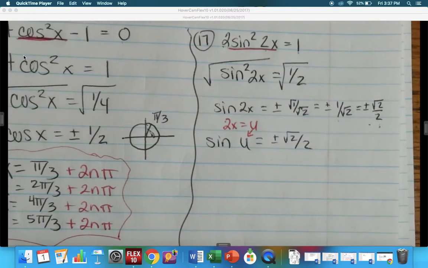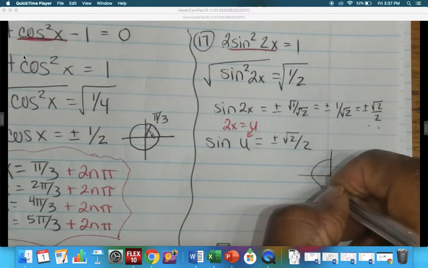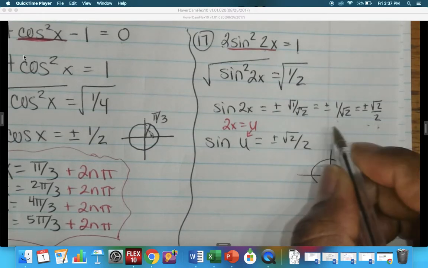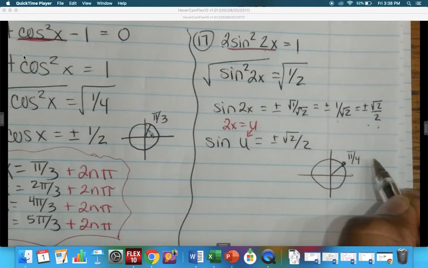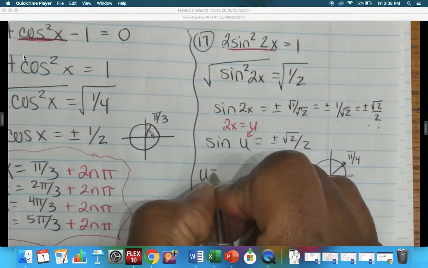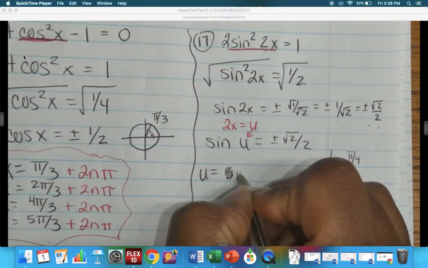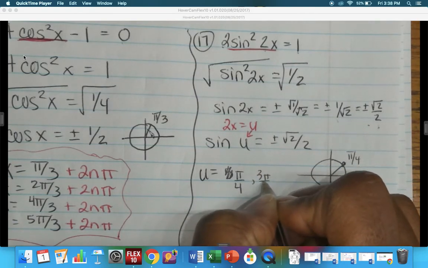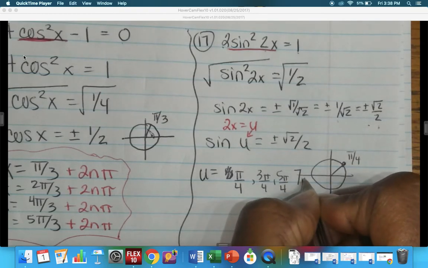So then root 2 over 2 is my 45. If I look at the unit circle at 45 degrees, that's when sine is square root of 2 over 2. And then I want plus or minus, so that's at all my 45s, like pi over 4, 3 pi over 4, 5 pi over 4, things like that. So u is going to be pi over 4, 3 pi over 4, 5 pi over 4, and 7 pi over 4.